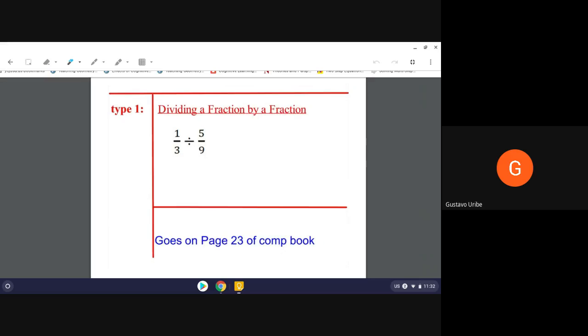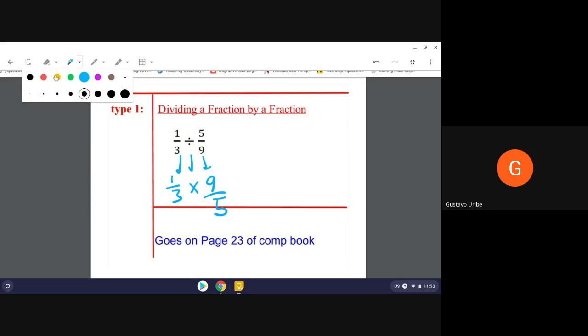I'm going to keep this one the same, change my division to multiplication, and now that this is multiplication, I'm going to multiply by its reciprocal, which is this fraction flipped, right? So I am flipping this fraction to have this as 9/5. That is the reciprocal of 5/9. I just simply flipped this fraction.